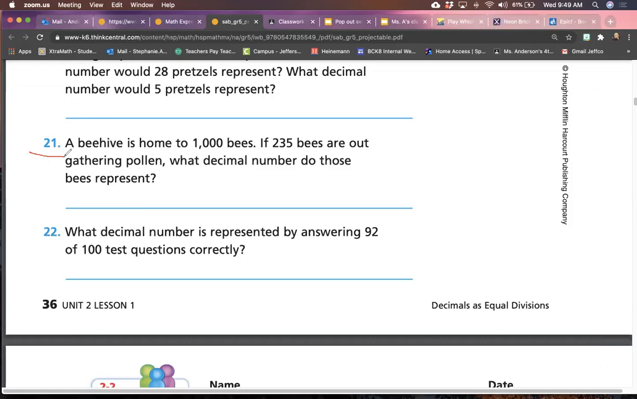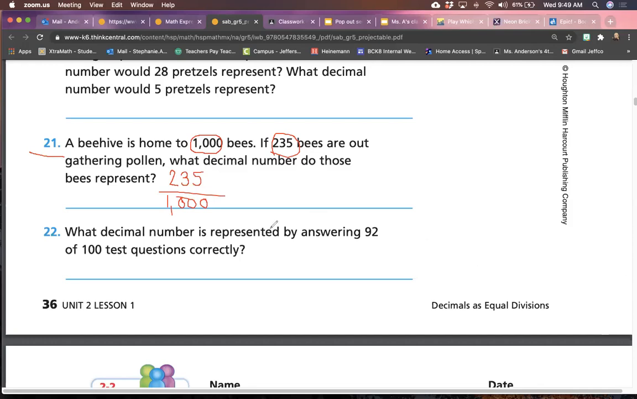Well, let's start with a fraction first. Could anyone give me a fraction of 235 bees out of 1,000? How would we write it? 235 over 1,000. Yes, 235 over 1,000. We're talking about 235 as our numerator, and our total is 1,000. Ooh, mine's a little messy, but you get the idea. There's 1,000. All right, so 235 are out. I have 1,000 in total.